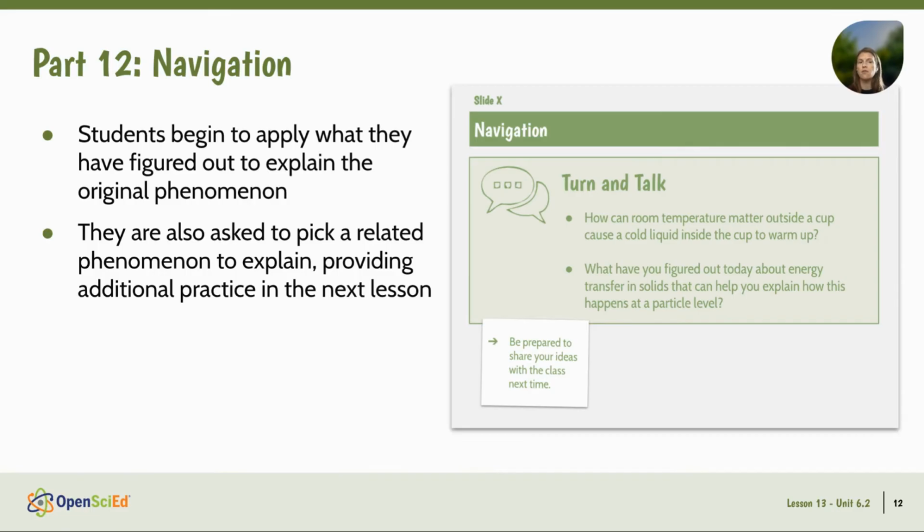The students are asked to use what they have figured out to explain the original phenomenon of a cold drink warming up, and then for home learning, pick a related phenomenon to explain as well. All of this is practice at using everything we've figured out so far in this unit to explain how things change temperature. And again, they will be asked to do this for a similar phenomenon as a summative assessment in the next lesson.